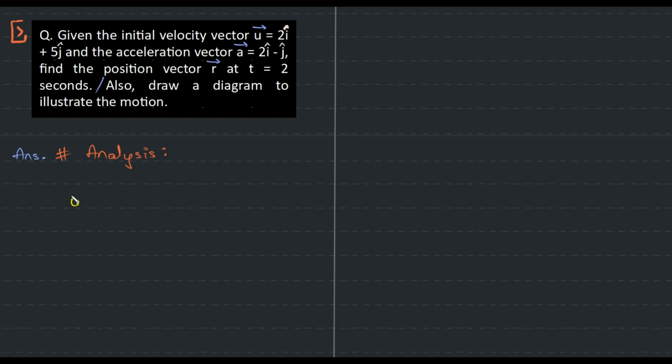So the particle has an initial velocity. Already it's moving with a particular velocity. And someone happened to push it, and it accelerated. And it's still accelerating, I guess. It accelerates basically with this. So we need to figure out where the particle is at t equal to 2 seconds. So what do we do?